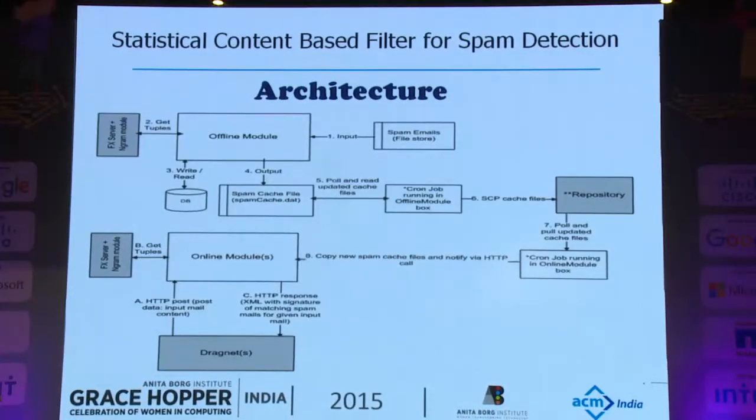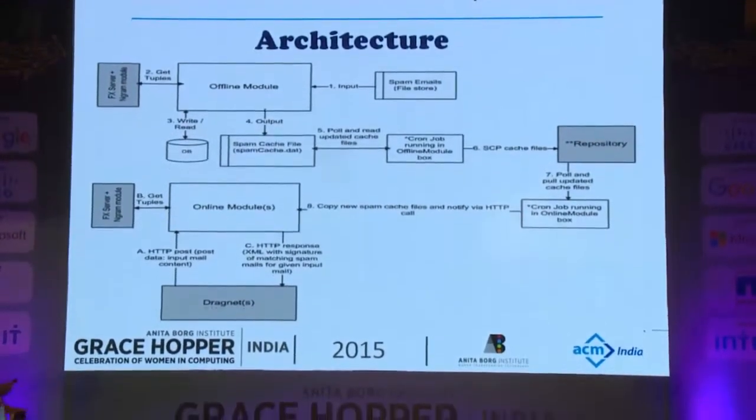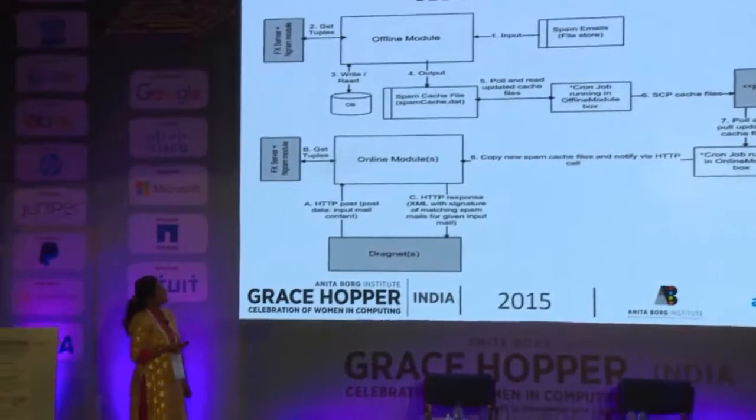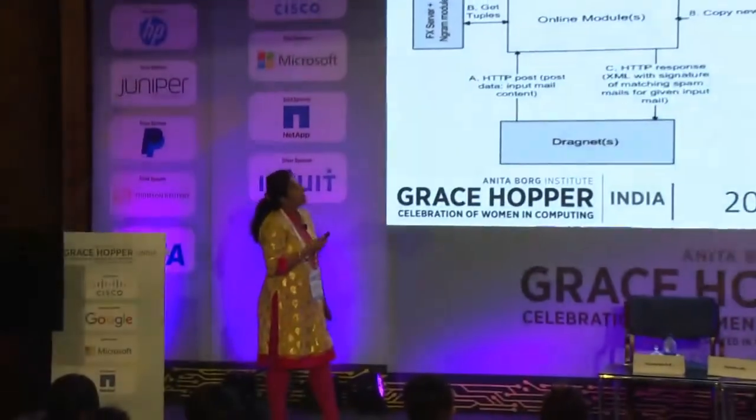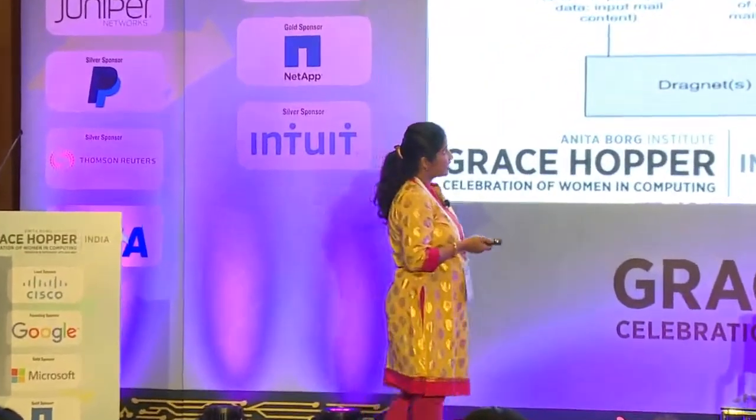And this is the architecture of it. We have spam emails or a file store as an input, the data store of 10,000 emails or even more. Then we have an offline module which calculates the clusters by forming the tuples. The database was ready, a cache file was ready, and a cron job was running to form it again and again to check whether it is a pure cluster or not.